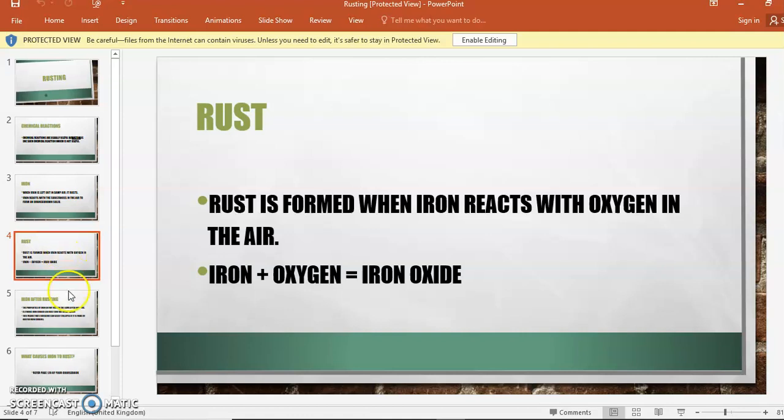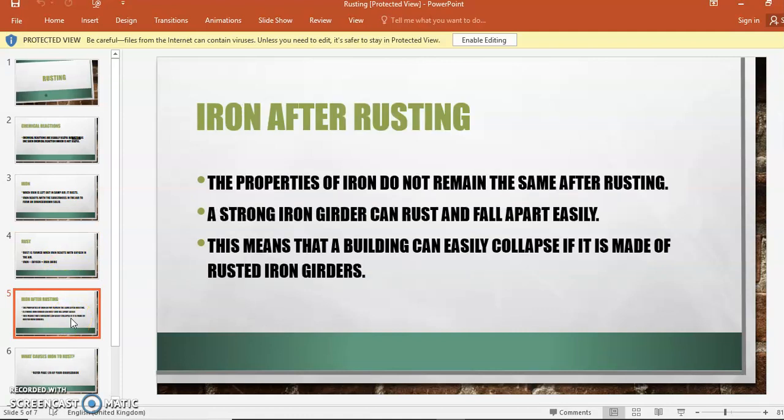Now see, after this, what happens to iron after rusting? Or why is it considered to be not useful in your day-to-day life? See, the properties of iron do not remain the same after rusting. Because you know, in a chemical reaction, the product is always different from the reactants. This you have learned in the previous lessons. So here also, because rusting is a chemical reaction, the properties of iron do not remain the same after iron oxide or rusting is done.